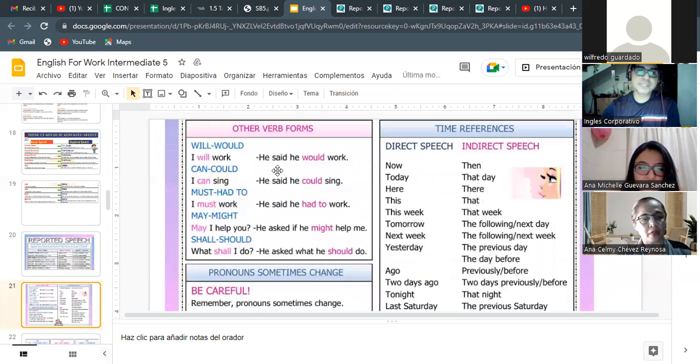Let's check some other details. With other verbs, we checked that already. With will, it goes to would. I will work. He said he would work. Can goes to could. I can sing. He said he could sing. Must goes to had to. I must work. He said he had to work.